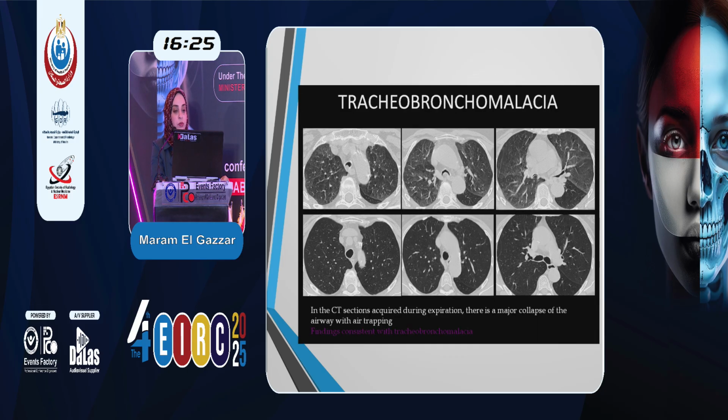A case of tracheobronchomalacia. The lower views are the inspiratory films. With the expiratory films, it's more obvious that there is collapse of the trachea and right main bronchus mainly. So as there is weakness of the wall, it is diagnostic of tracheobronchomalacia.